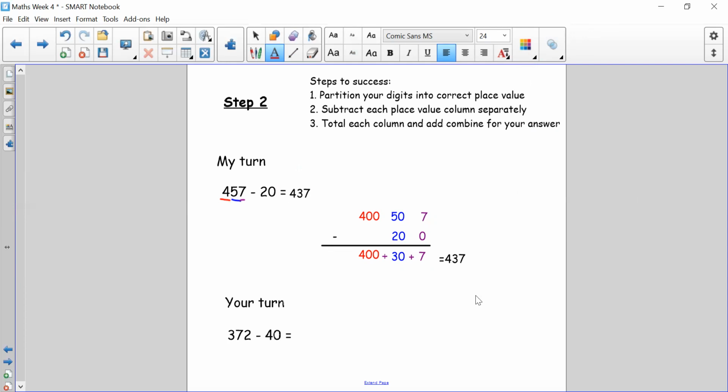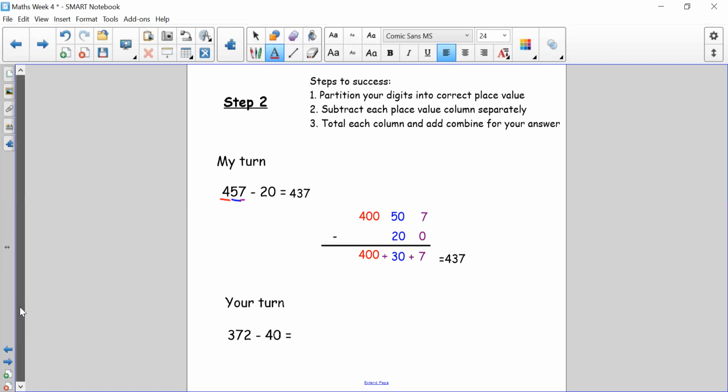Okay, following these 3 steps, I would like you to have a go at 372 take away 40. Okay, 372 take away 40. So pause the video, off you go, and we will mark it when you have finished.